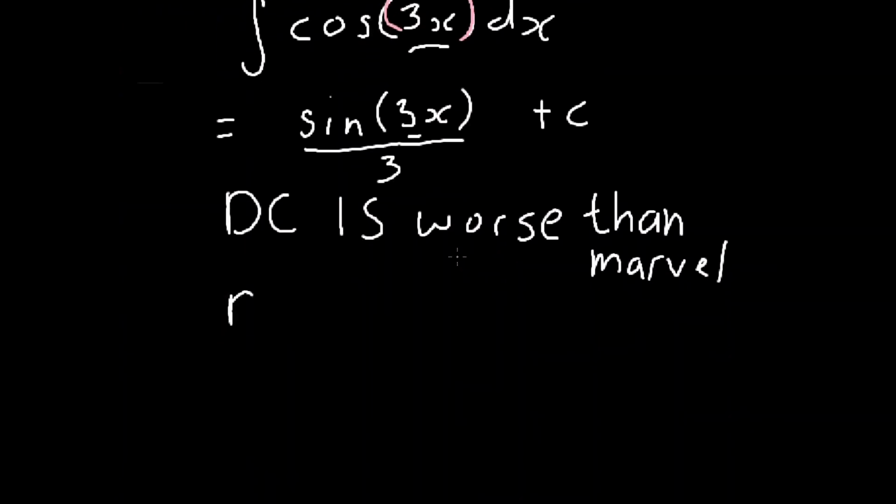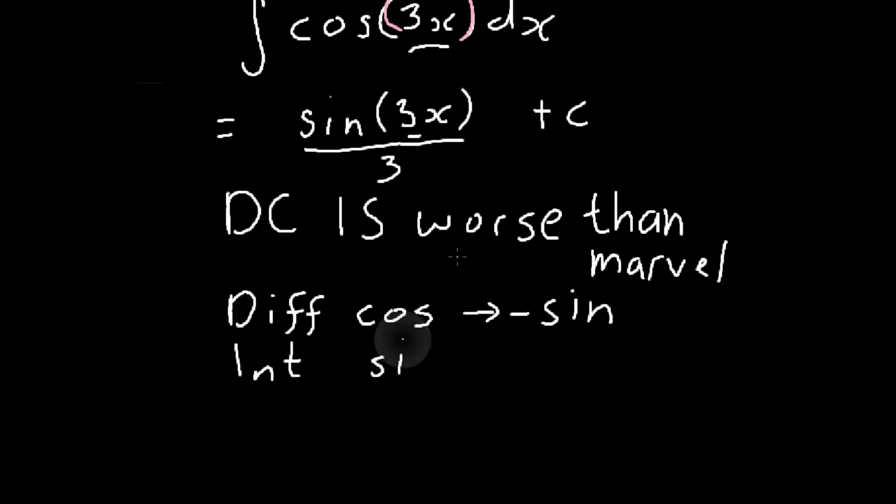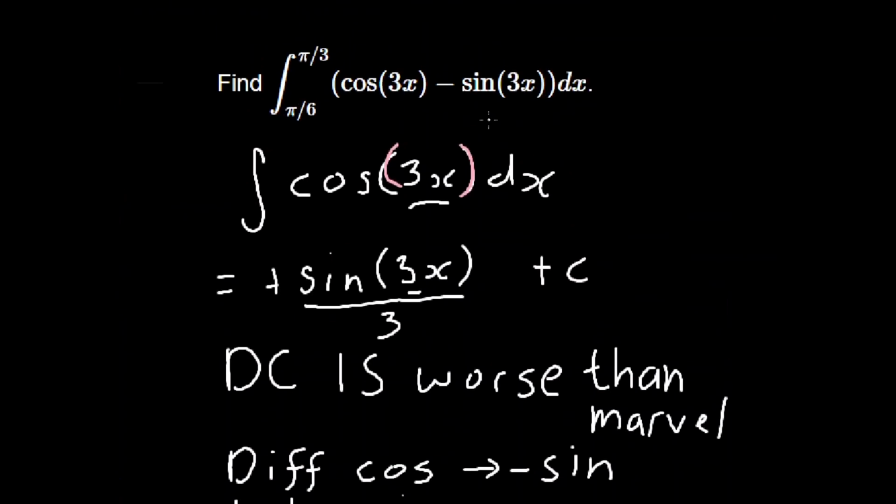So what does this mean here? If you differentiate cos, you will end up with a sine, and it's worse, so you get a negative. If you integrate sine, you end up with a cos and it's worse, so you end up with a negative. Whereas in this case we don't, so we can just leave it as a positive. Cool. So hopefully that makes sense. Let's complete the rest of it here.